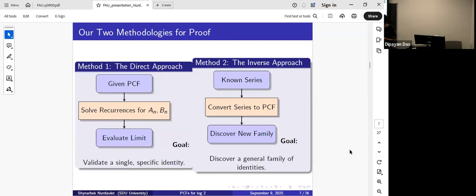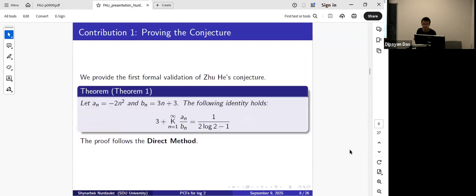So that sounds easy. Now the second approach was to generalize what we found. Are there infinitely many solutions, so that we can find a family of polynomial continued fractions for log 2? We first started with known series for log 2, then converted the series into continued fractions, and then tried to discover some new family of continued fractions. This was done to find a family identity of our logarithm.